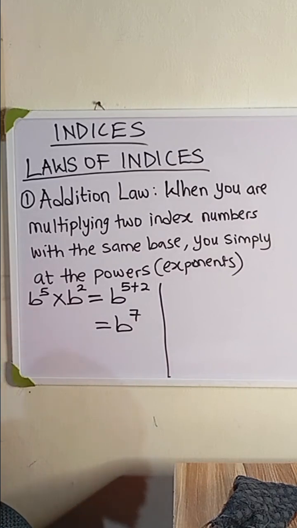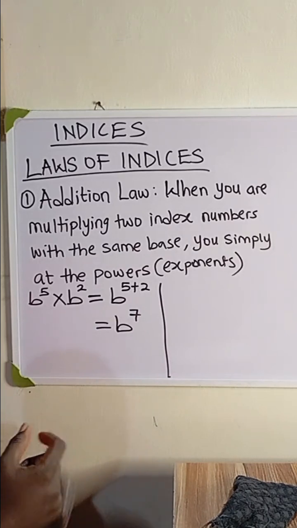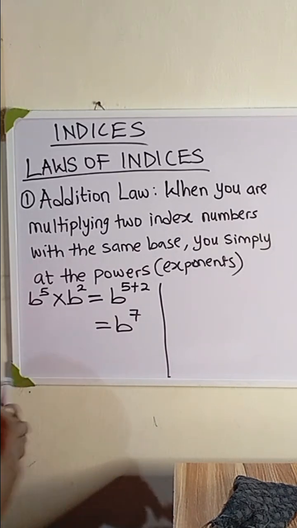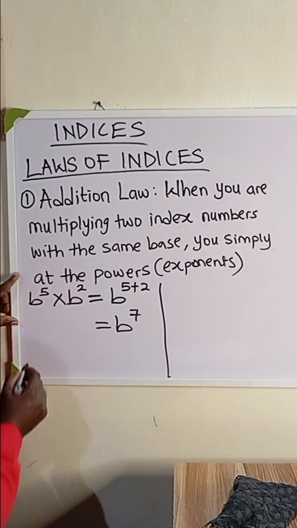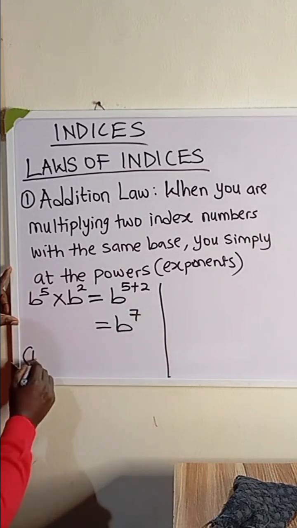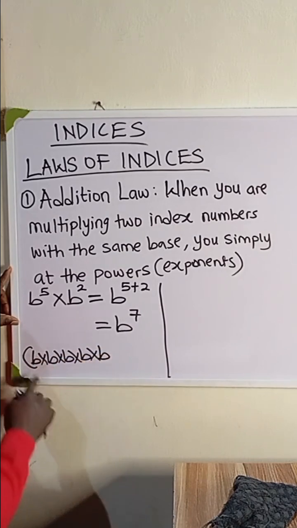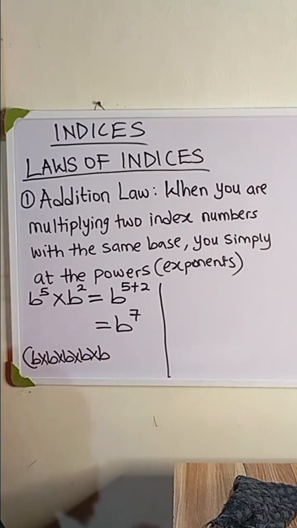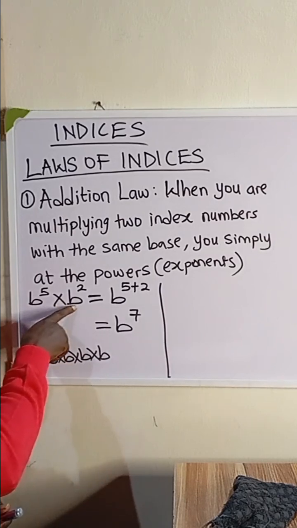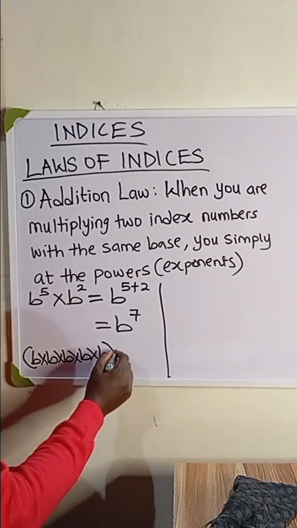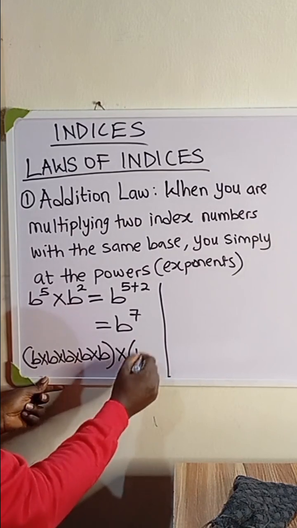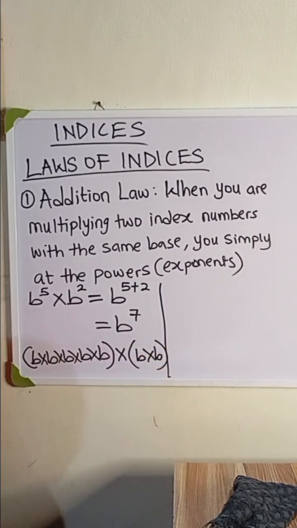But how are we sure that our answer is correct? Remember, a number in index form shows how many times the base is multiplied by itself. So b to the power of 5 is b times b times b times b times b, b multiplying itself 5 times. That's what it means when we say b to the power of 5. And it is multiplying b to the power of 2. That means it is multiplying b times b.